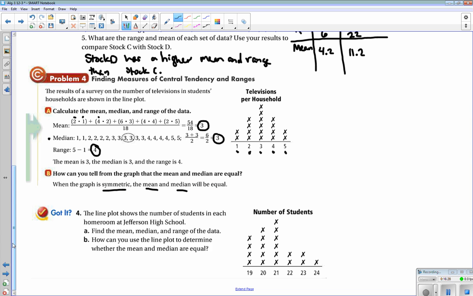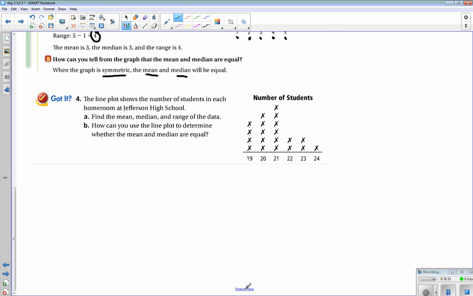So let's do that on our own. The line plot shows the number of students in each homeroom at Jefferson High School. Find the mean, median, and range of the data.